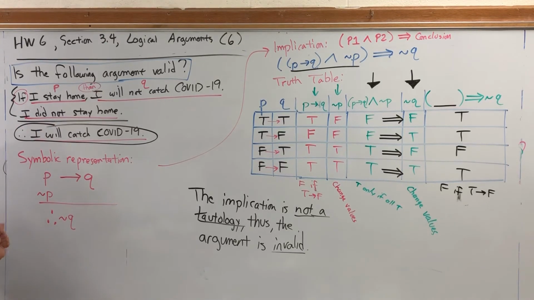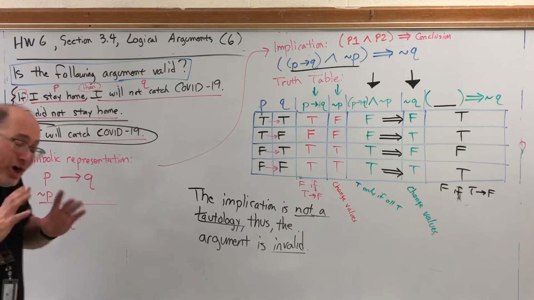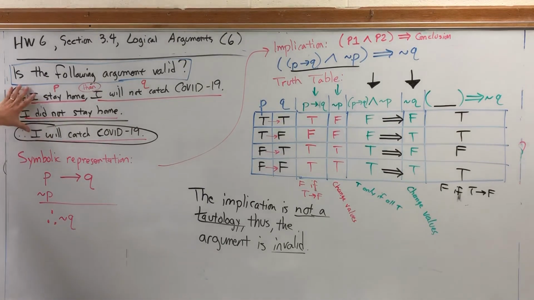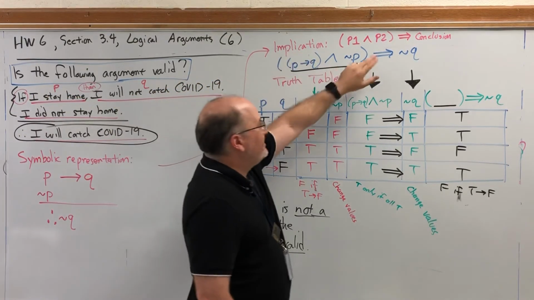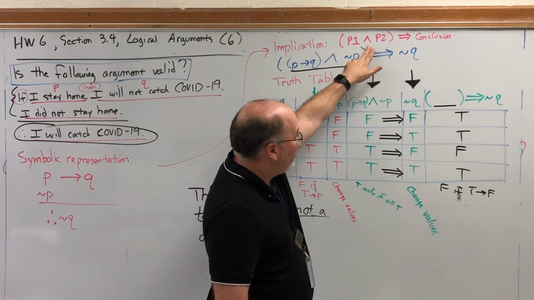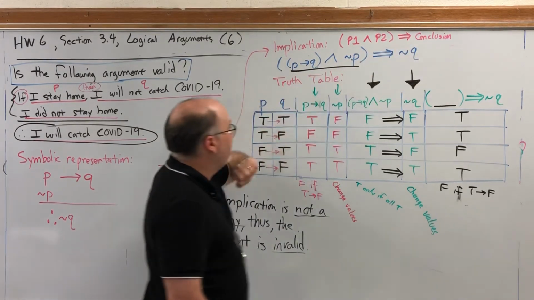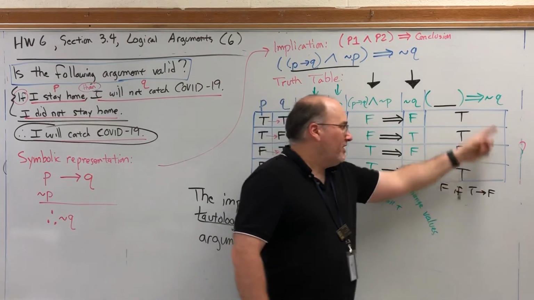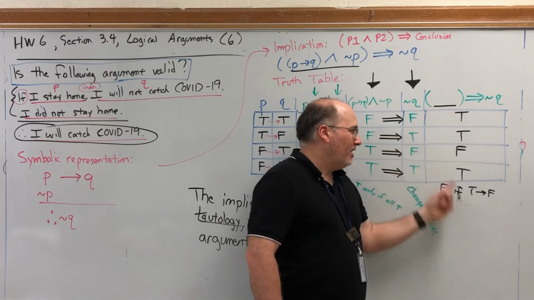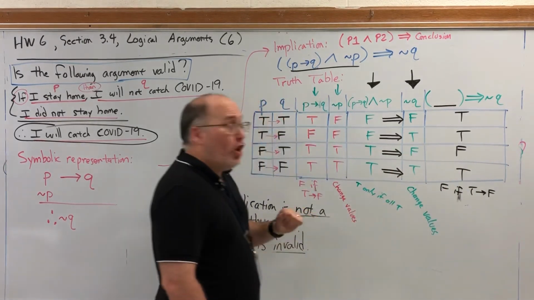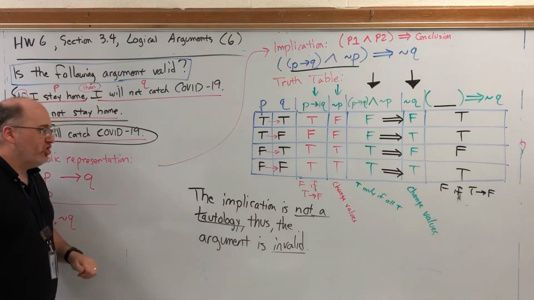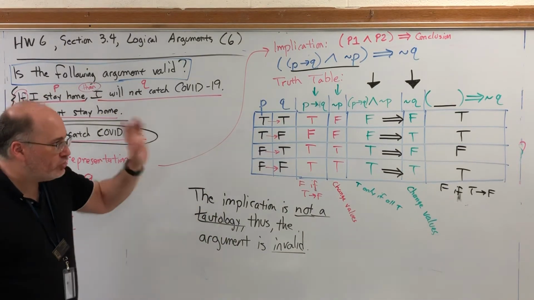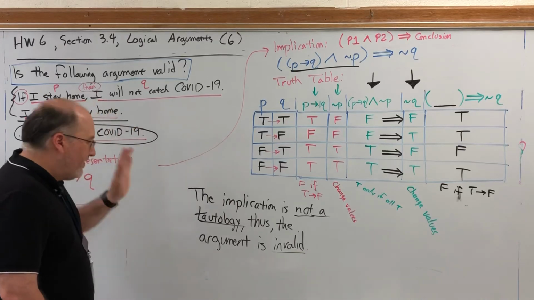So that's how you can determine if an argument is valid or not. Translate the argument symbolically, the premises and the conclusion. Set up the implication by taking the conjunction of the premises pointing to the conclusion. Set up and complete the truth table for the implication. If the implication is a tautology, meaning the last column is all true, then the argument is valid. If the implication is not a tautology, even if there's just one false, then the argument is invalid.